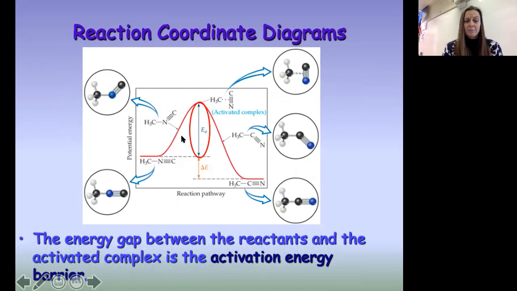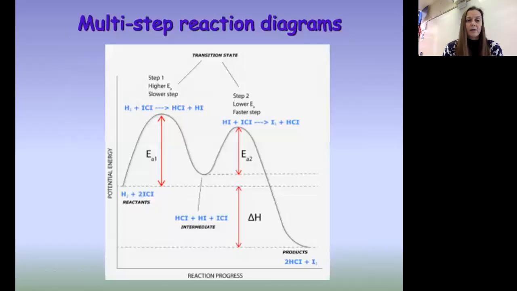Okay, this is a simple reaction coordinate diagram. This is a one-step or an elementary reaction. We know that many reactions don't occur as elementary reactions, but instead as multi-step reactions. So let's take a look at a reaction diagram from a multi-step reaction.